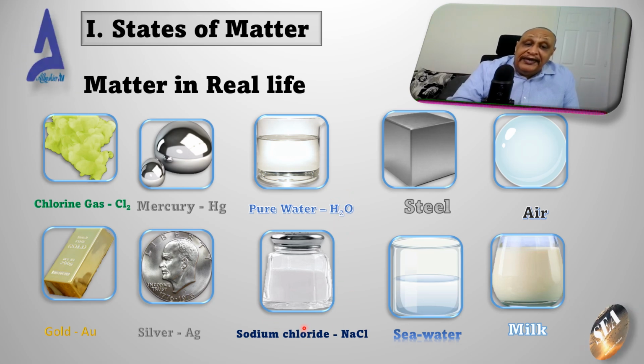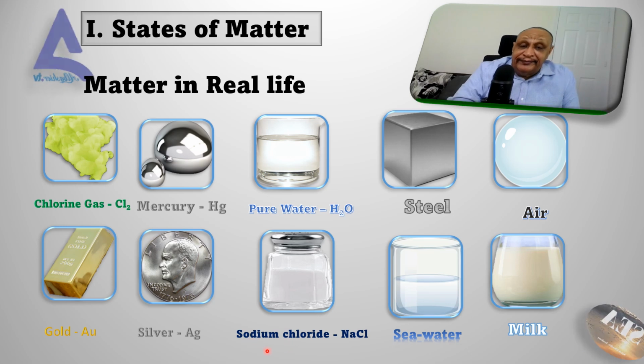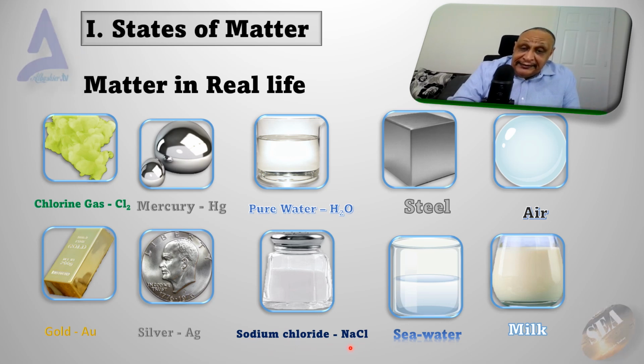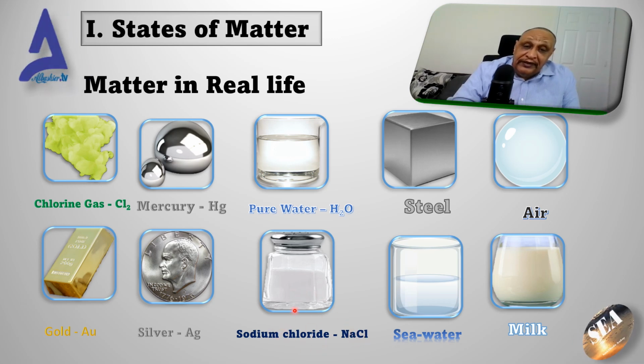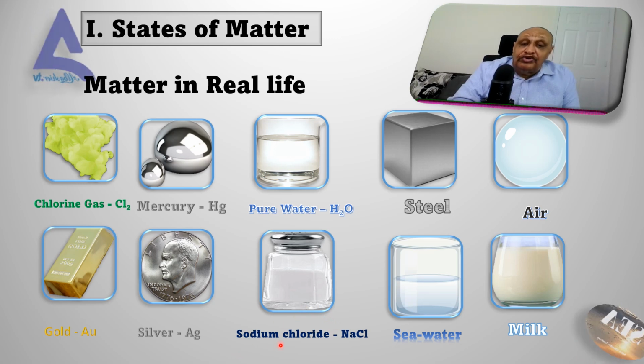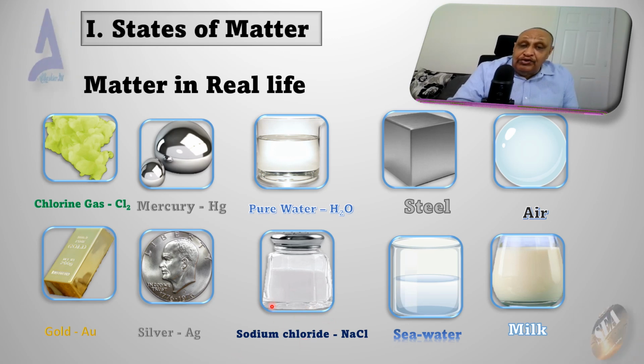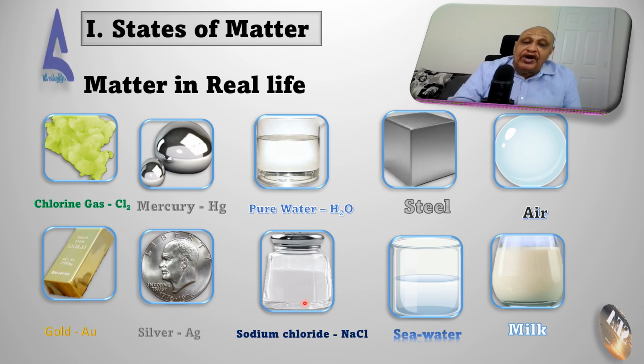Here we have sodium chloride, and here is the symbol of sodium chloride. It's made of natrium, which is sodium, plus chloride ion. Both together are bonded together chemically, and they made only one type of compound called sodium chloride. And here it is pure. It is nothing but sodium chloride. So it is a pure compound.